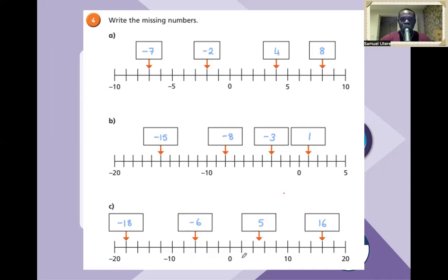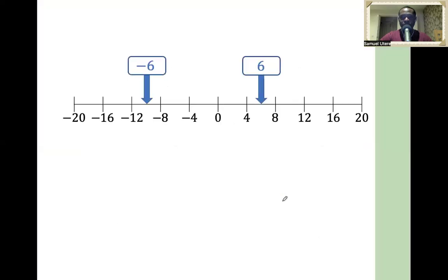So that's 2, that's 4, that's 6. So if that is 6, here has to be 5. And then going to the negative part of the number line, that's -2, -4, -6, and so on and so forth. That's how we got the information for that number line. Let's move on.